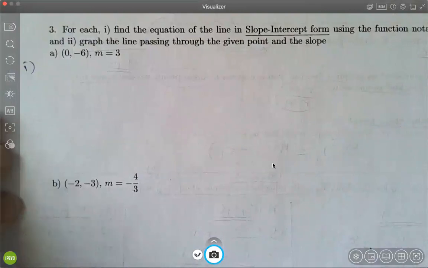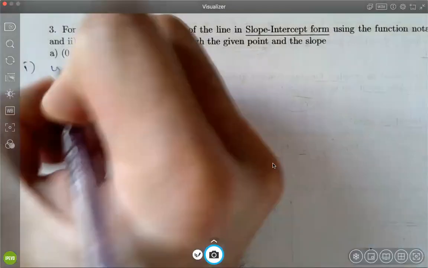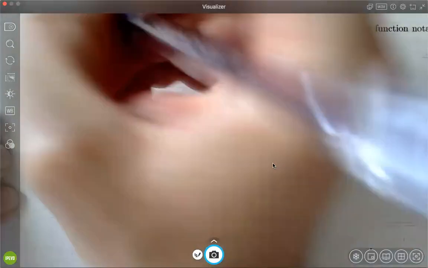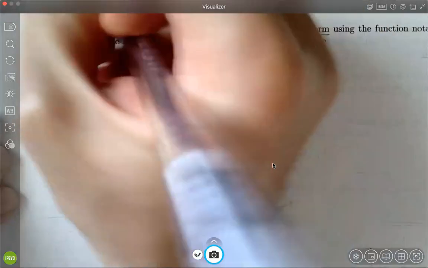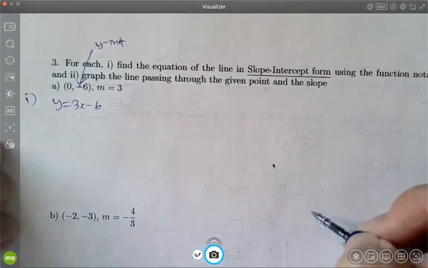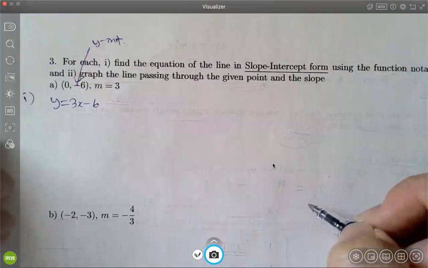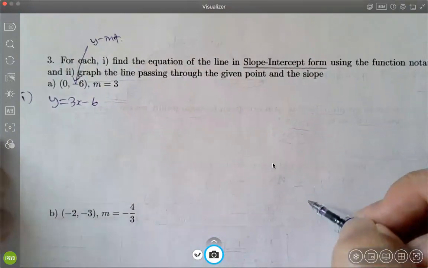What's the equation? Y equals 3x plus negative 6, which is 3x minus 6. And why is it so simple? Because that is the y-intercept, right? Okay, so 0, negative 6 was the y-intercept, so it's just y equals 3x minus 6.